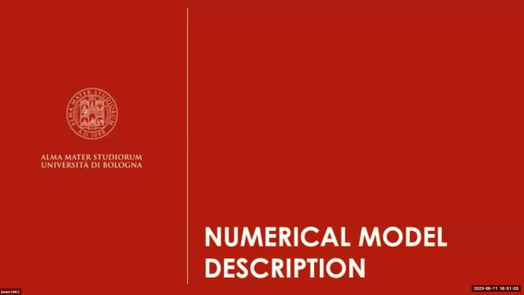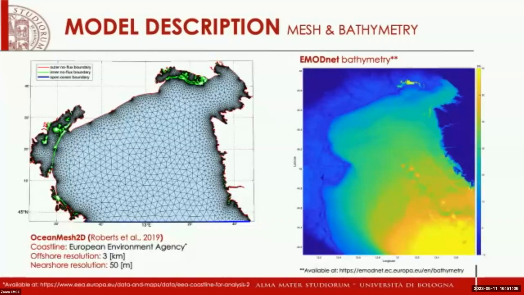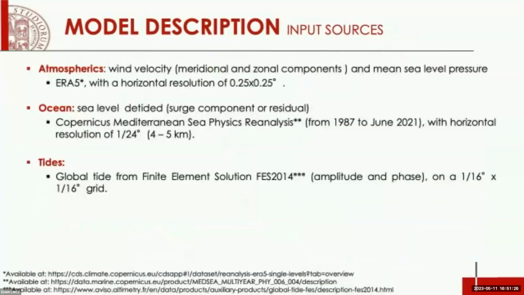Related to the numerical model description, in this slide we can see on the left side the grid that we built to carry out the simulations, with an offshore resolution of 3 kilometers and a nearshore resolution of 50 meters. On the right side, we can see the bathymetry covering all the area of interest, which comes from EMODnet. As input sources, for the atmosphere we are using wind velocity and mean sea level pressure from ERA5. And for the ocean, we are using the sea level from the Copernicus Mediterranean Sea Physics Reanalysis.